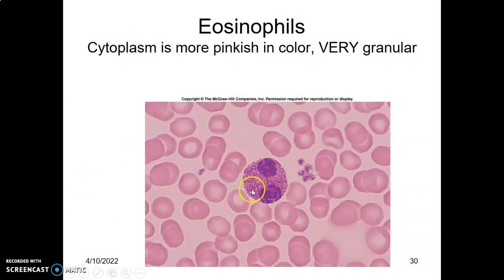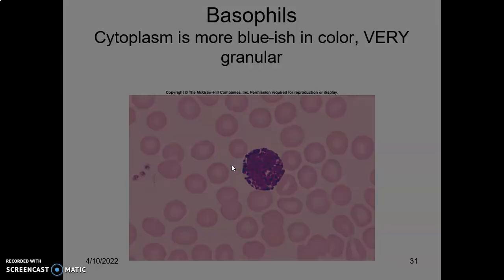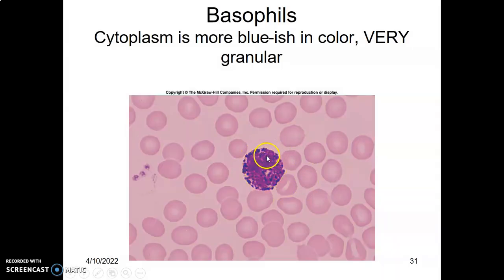Definitely an eosinophil. It's bilobed nuclei and it's granulated, and the granules are pink red eosinophilic cytoplasmic granules. Definitely bigger than the red cell. This is definitely a basophil. Okay, you have your bilobed nuclei. You have blue granules within the cytoplasm. The granules obscure the nuclei. You can barely see the nuclei.